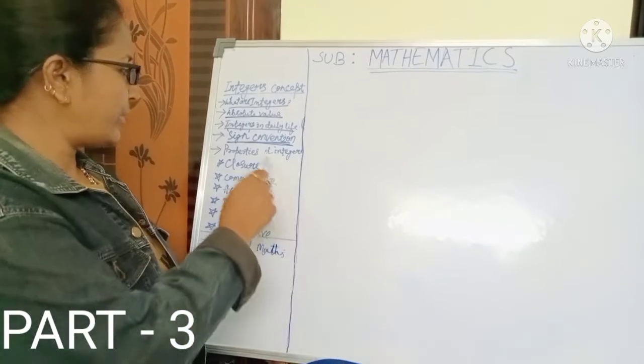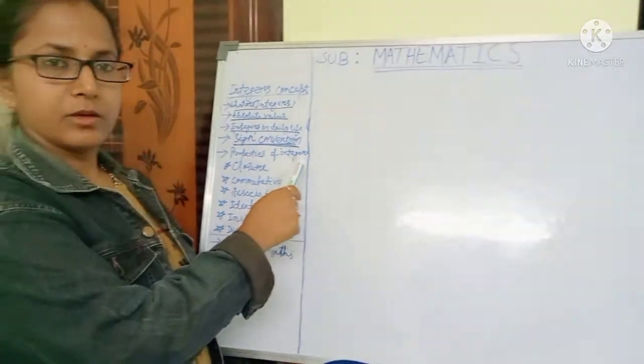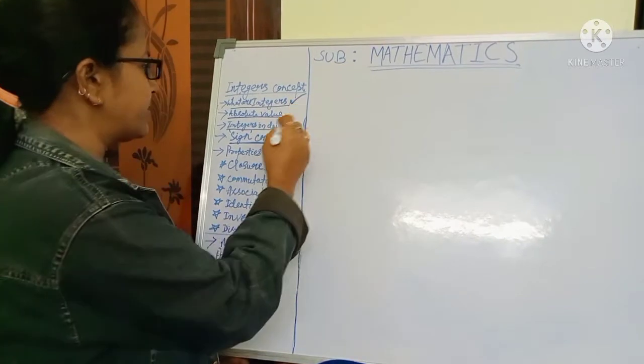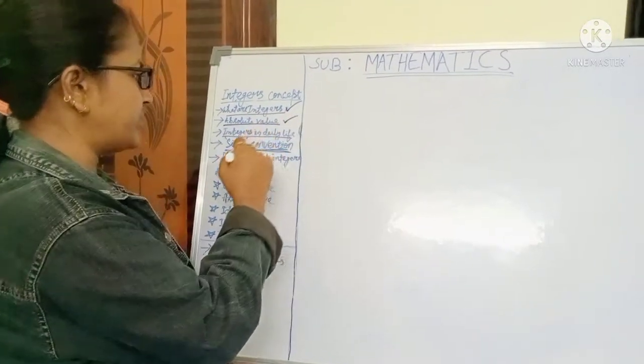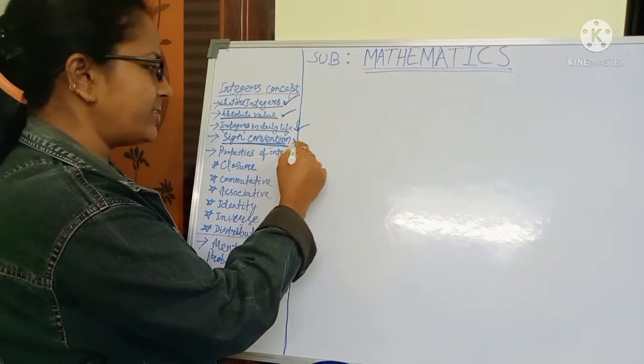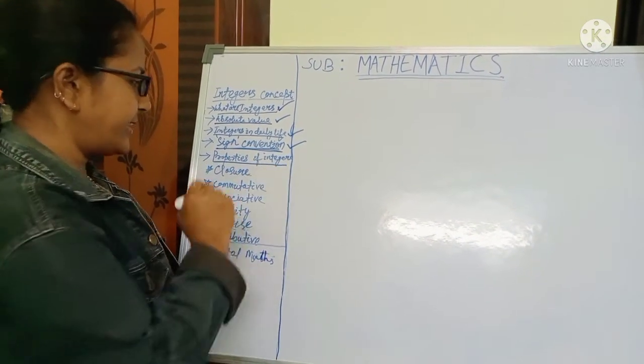So now we'll discuss the properties of integers. Previously we have already discussed what integers are, the absolute value of integers, integers in daily life, and sign convention. Now we'll discuss the properties of integers.